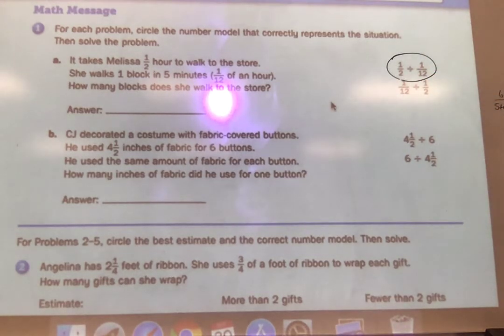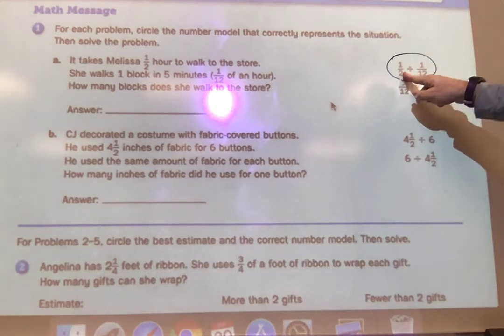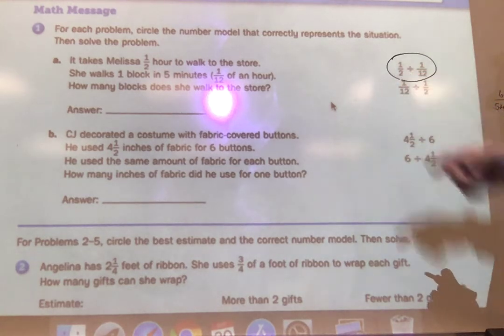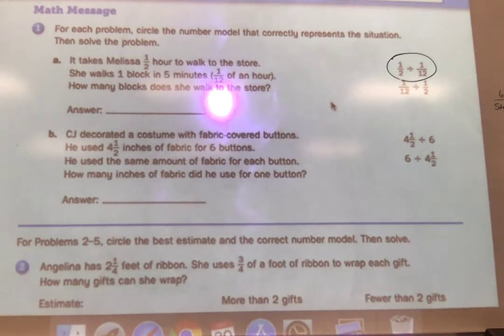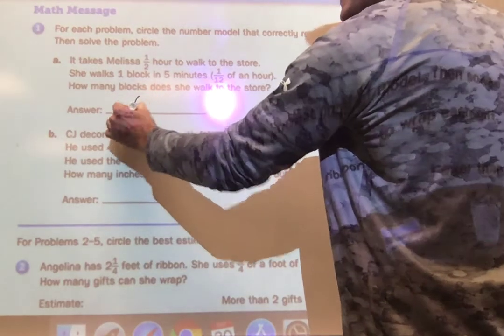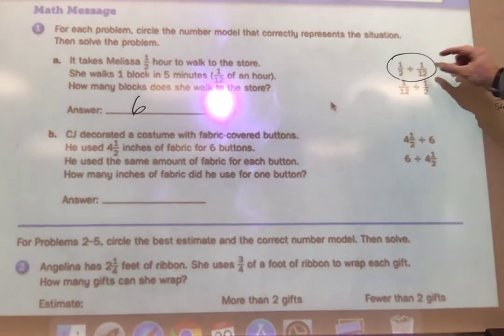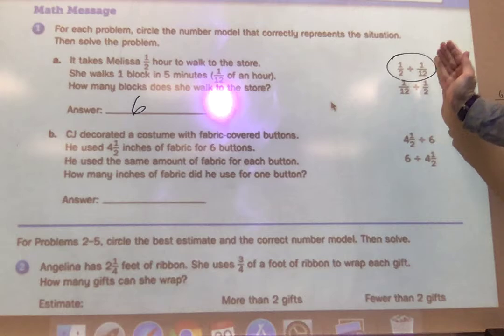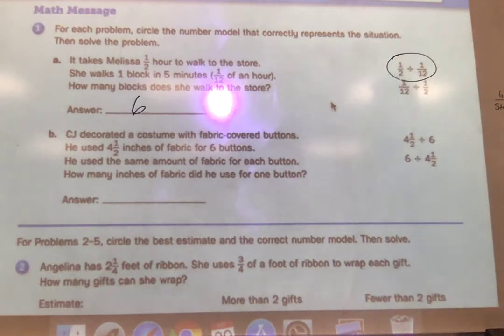And in this case, if we did common denominators, I'm kind of estimating here, but we know 1/2 is 6/12. How many 1/12 does it take to get to 6/12? It would take 6. And actually, that's my answer here. I'm just trying to make sense of this problem. I know every 1/12 or every 5 minutes they go a block. So how many times do I have to do that to get to half an hour?